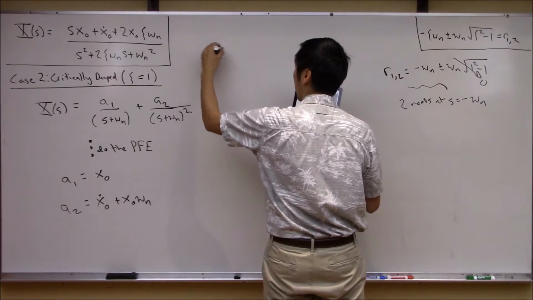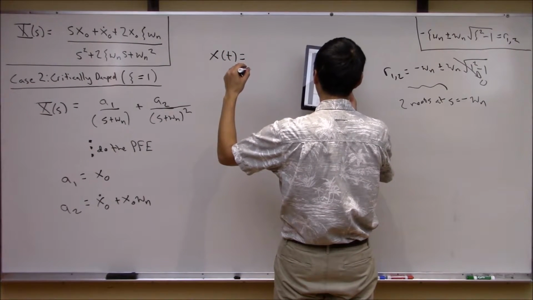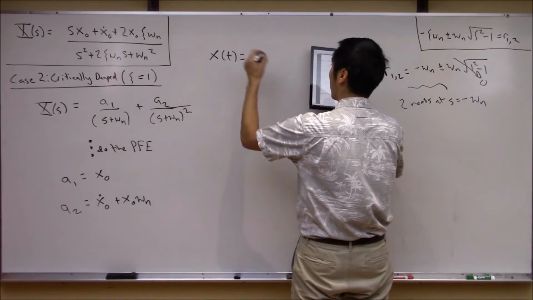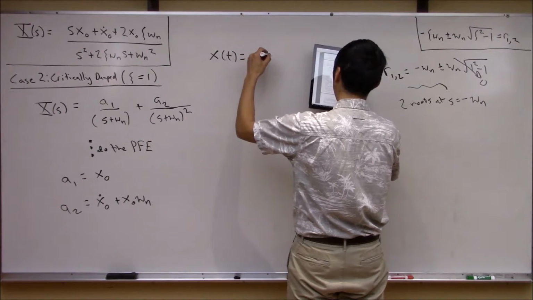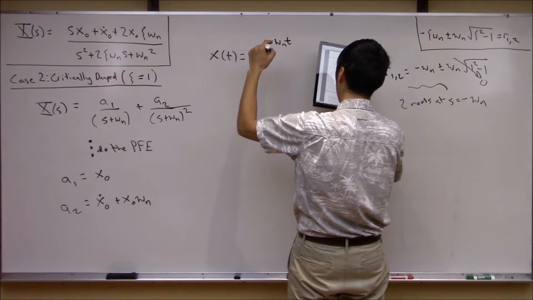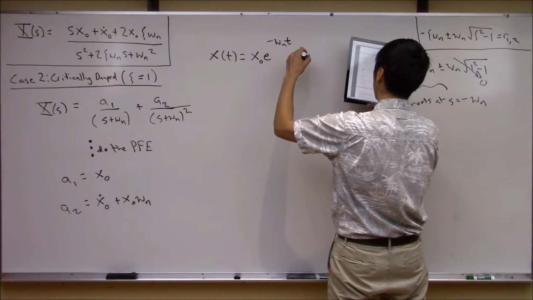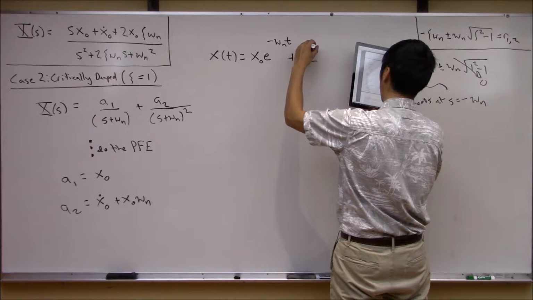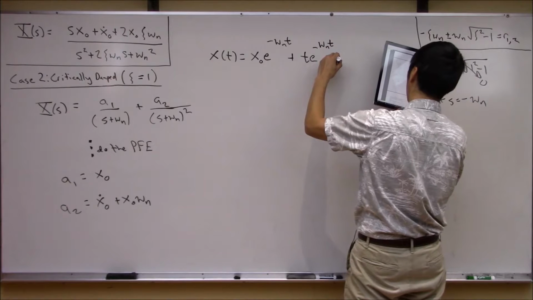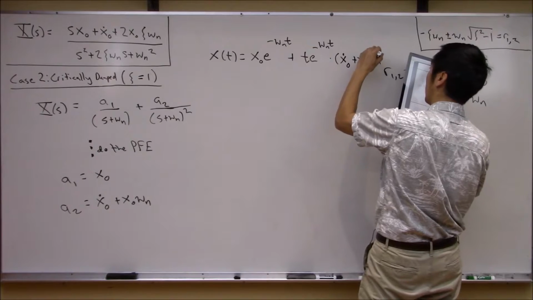Okay, so you just plug that in, and again, you do the partial fraction expansion and the inverse Laplace transform, and we end up with x of t, in this case, being just x0 e to the minus omega n t. That's the first one. Plus t e to the minus omega n t times a scaling factor here of x dot 0 plus x0 omega n. Great.